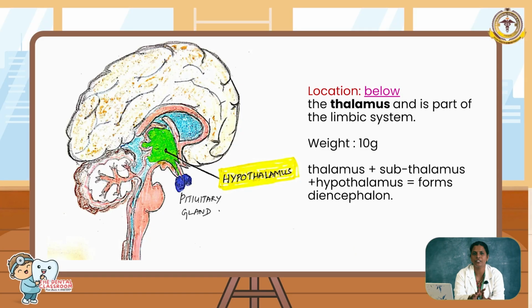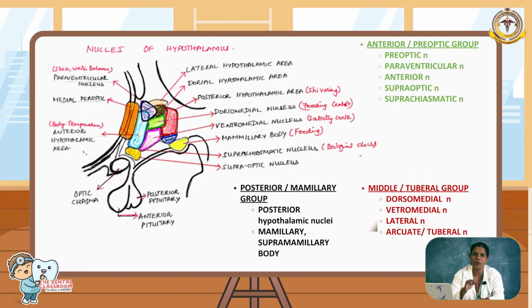The topic for today is hypothalamus. The hypothalamus is located below the thalamus, and that is why it is named hypothalamus. It weighs around 10 grams, and along with the thalamus and subthalamus, it forms the diencephalon of your brain. There are various nuclei present in your hypothalamus.